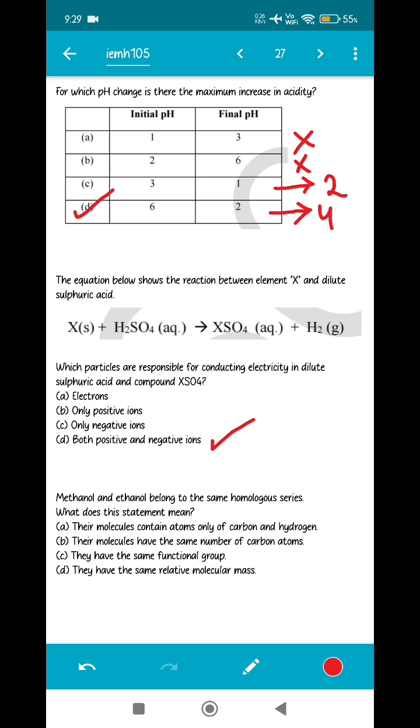Methanol and ethanol belong to the same homologous series. So as you know, homologous series are groups of organic compounds which contain the same functional group. So the correct answer will be they have the same functional group. This is also a very easy question.